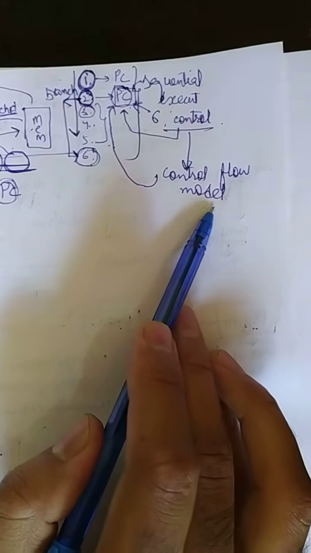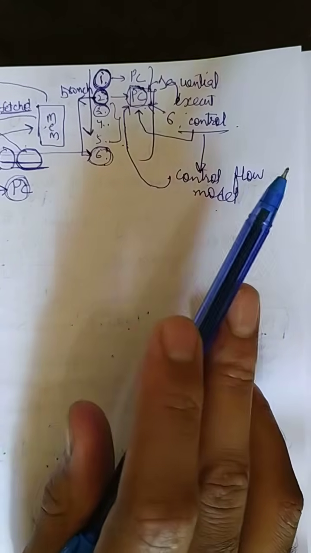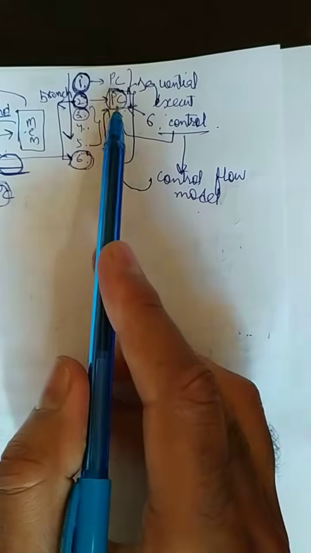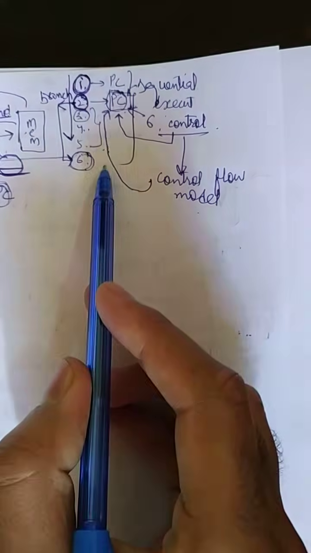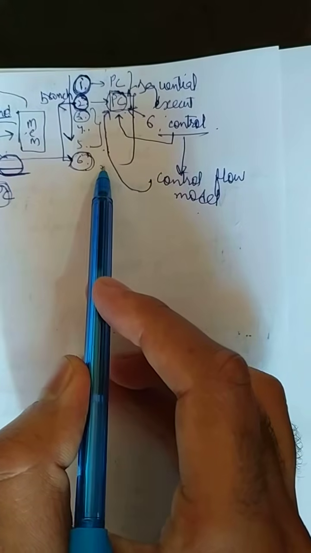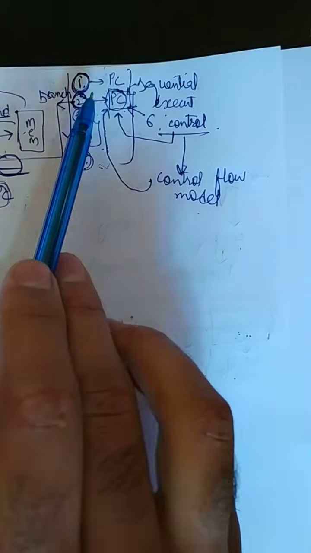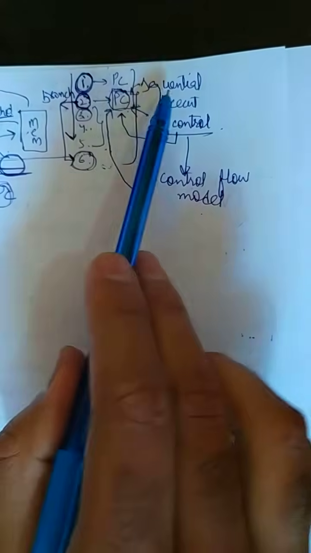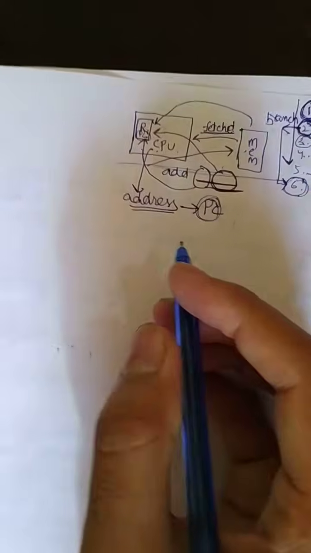Why is it called a control flow model? Because the instruction is fetched and executed in control flow order, and that control is specified with the help of the PC, program counter. So it is sequential. This model is sequential. However, if there is some control instruction, branch instruction, then only this sequential execution is broken. The another execution model is the data flow model.